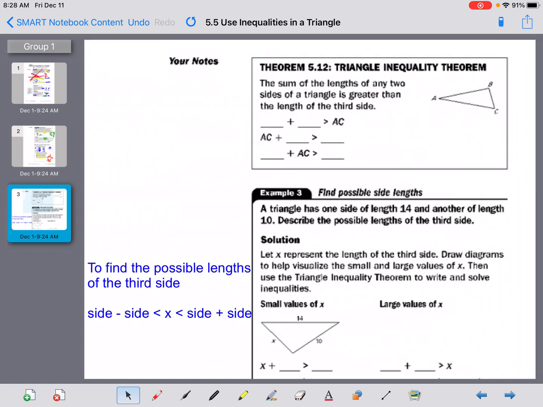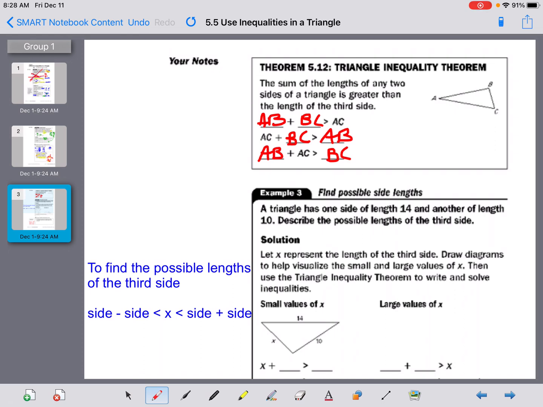Triangle inequality theorem. The sum of the lengths of any two sides of a triangle is greater than the length of the third side. So in this particular picture, AB plus BC is greater than AC. AC plus BC is greater than AB. And AB plus AC is greater than BC. Got that? Makes perfect sense, right?